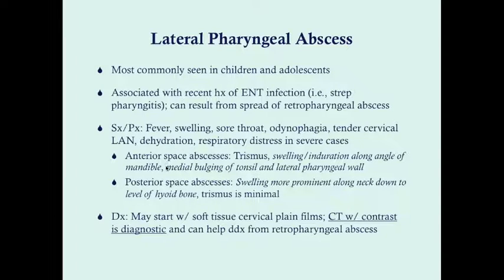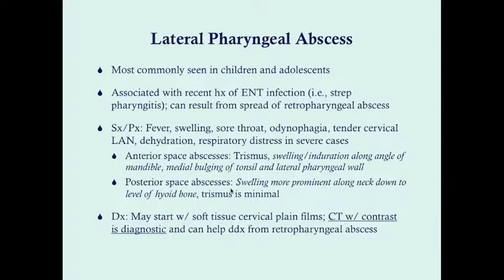So with an anterior space abscess, which is sort of the anterior part of your lateral pharyngeal space, you can get trismus, which is a difficulty opening the mouth, a swelling and induration along the angle of the mandible, and a medial bulging of the tonsil and lateral pharyngeal wall. And that can look a lot like a peritonsillar abscess. But when you do the CT, you'll see that it's a lateral pharyngeal abscess.